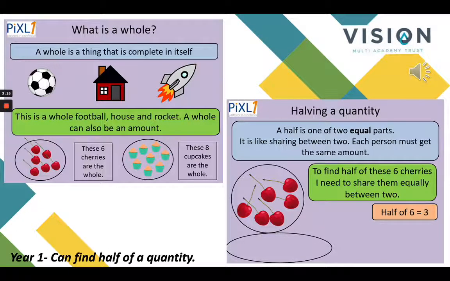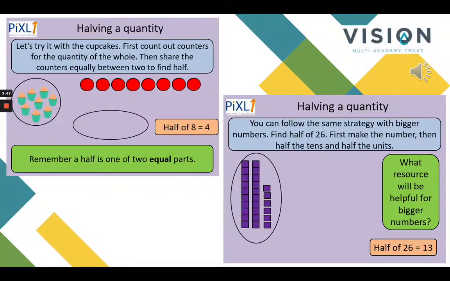Next we move on, so the children are considering finding halves of a quantity. This is where we combine concrete, pictorial and also include some abstract too. Physically sharing objects so the children grasp the concept again. So we already know that a half is one of two equal parts, so we're sharing between two. Each person must get the same amount. For example, finding half of 6 cherries, we need to share them equally between 2 people, so each person would get 3. Half of 6 is 3.